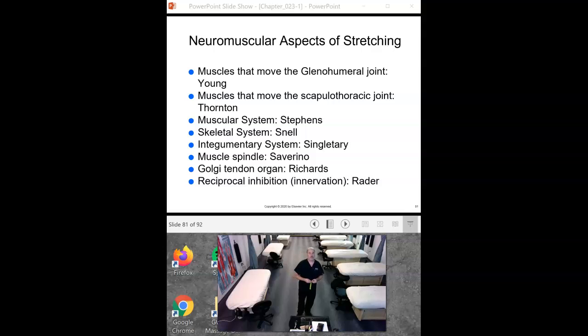So, muscles that move the glenohumeral joint. I already explained this before, so I'm not really going to go into it again. But as you can see, this is the glenohumeral joint. So, the muscles that can extend the glenohumeral joint are the latissimus dorsi, teres major, deltoid, the posterior fibers, triceps brachii, and the pectoralis major lower fibers. The muscles that can flex the glenohumeral joint are the pectoralis major upper fibers, the biceps brachii, and the coracobrachialis.